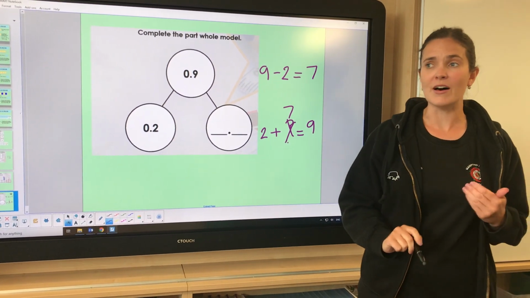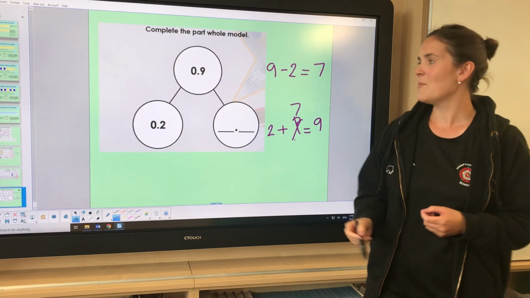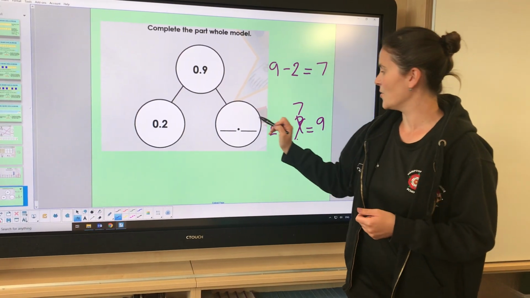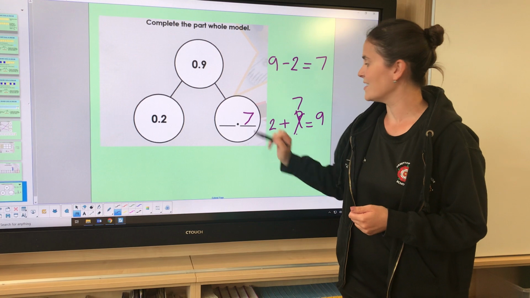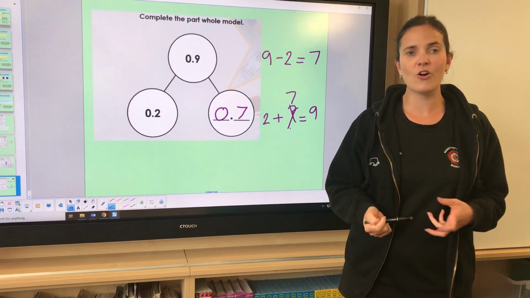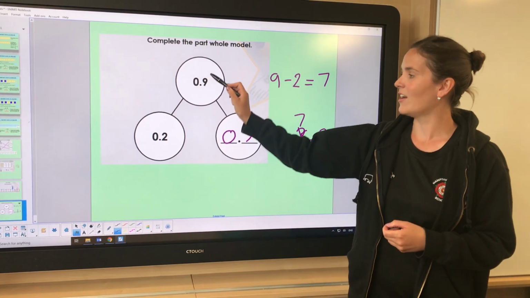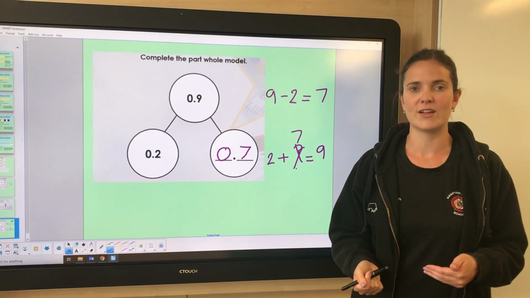We've got to remember we can't just write 7 in that box there because we're working in decimals. So the last digit would be 7. We would need to remember to have our 0 before the decimal point so that this number is decimal like the other two numbers we've been given already.